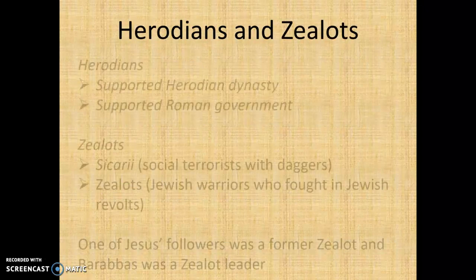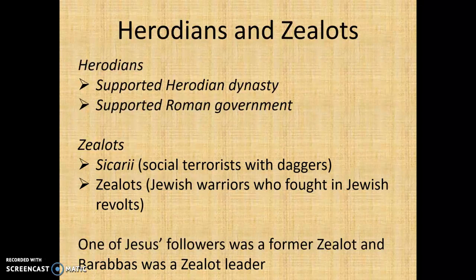And then the last groups are the Herodians and the Zealots. The Herodians are exactly what they sound like. They supported the Herodian dynasty, the Herods, and they supported the Roman government. And then the opposite would be the Zealots, who fought against Roman rule. There were more dangerous ones, like the Sicarii, who were basically social terrorists who had daggers and would jump out and kill Roman soldiers. But the Zealots also were warriors who fought in the Jewish revolts, and they also did not like the Roman Empire ruling them.